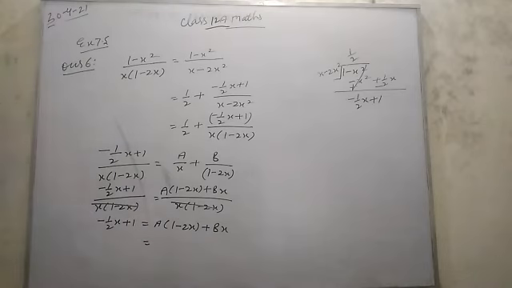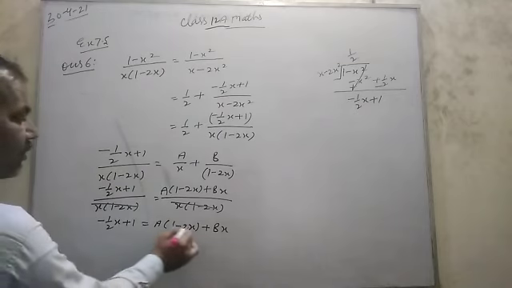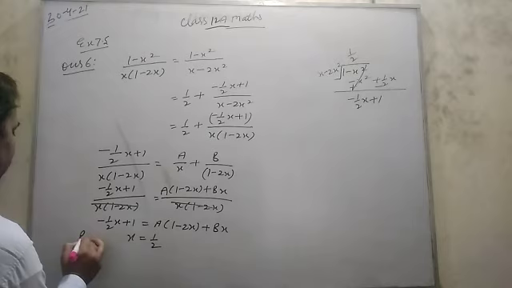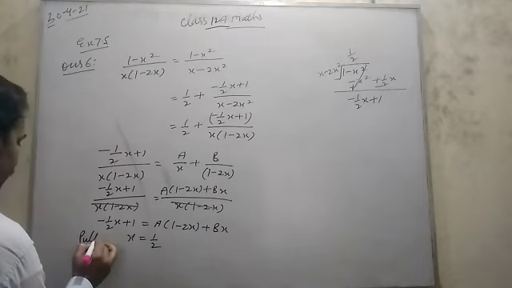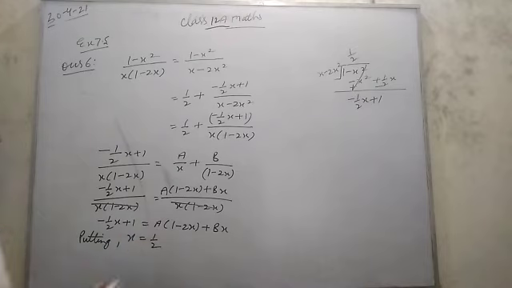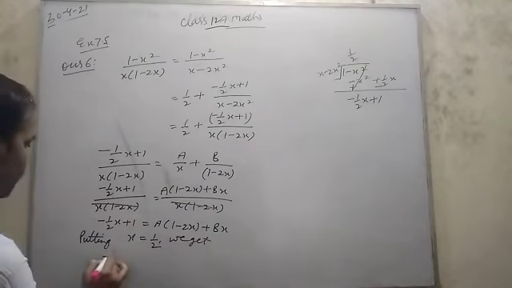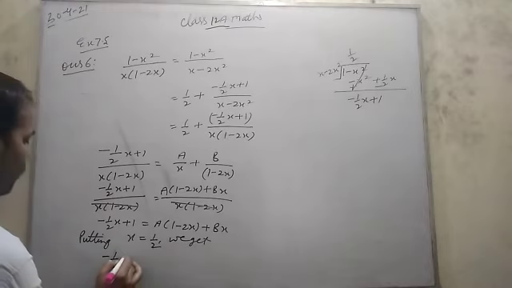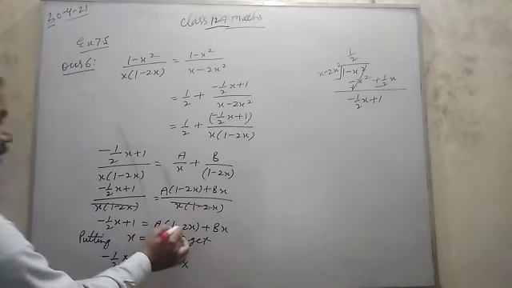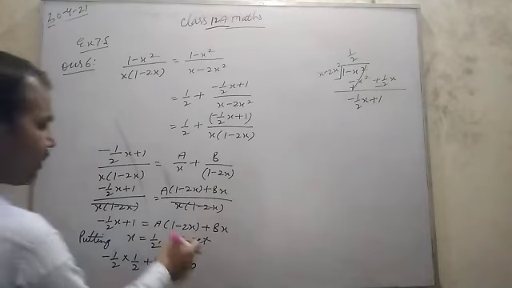Clear? So for the coefficient of a, you put 0, which means 1 minus 2x is equal to 0. So x is equal to 1 by 2. So write here, putting x is equal to 1 by 2, we get: in place of x you put 1 by 2, plus 1 is equal to 2. This is equal to 0. Directly you can put 1 by 2 in place of x, 1 minus 1 is also 0.